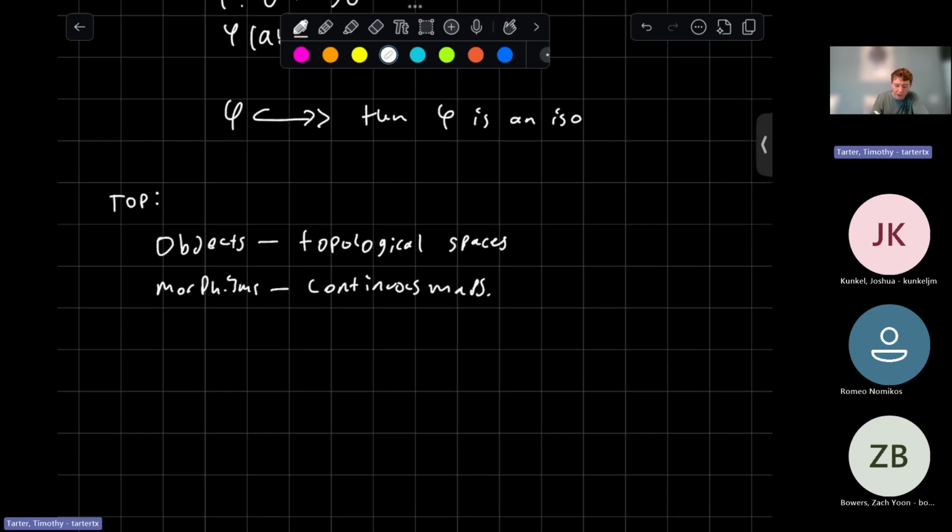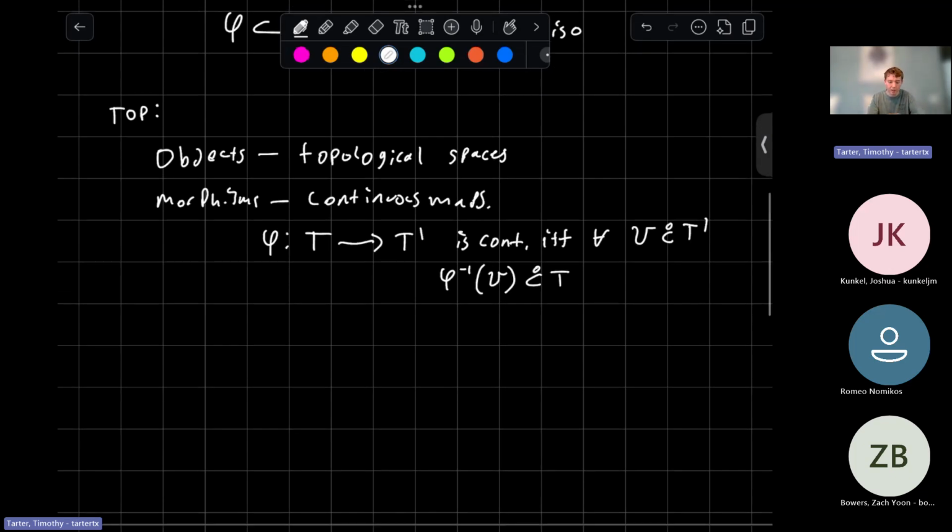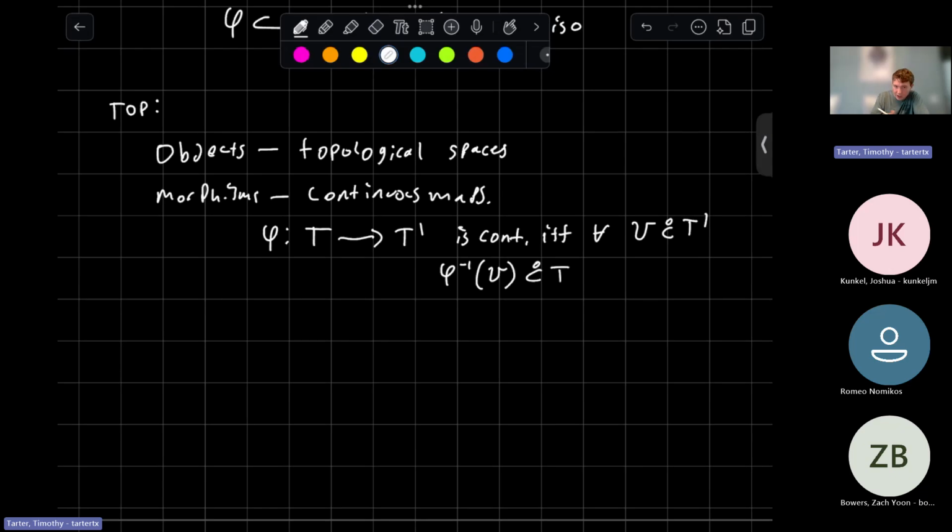Morphisms are interesting in the category of topological spaces because they're specified by the condition that phi from T to T prime is continuous if and only if for every U open in T prime, phi inverse of U is open in T. So what we are preserving is open sets. That's the underlying structure. Well, the same rules about injectivity and surjectivity still apply. And I just want to clarify that with category theory, this means injective.